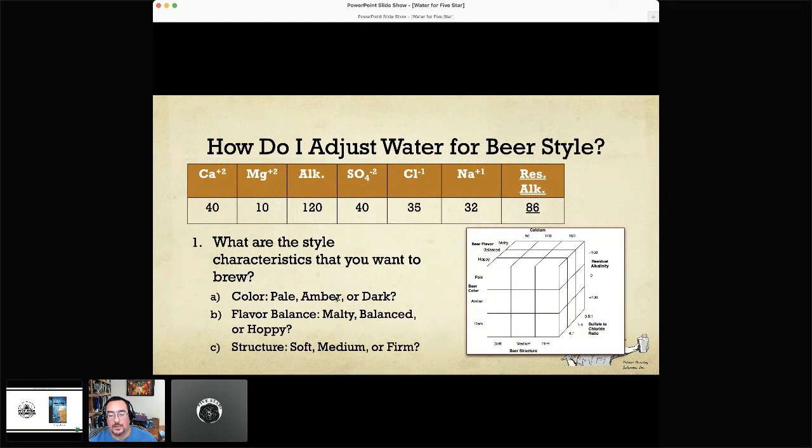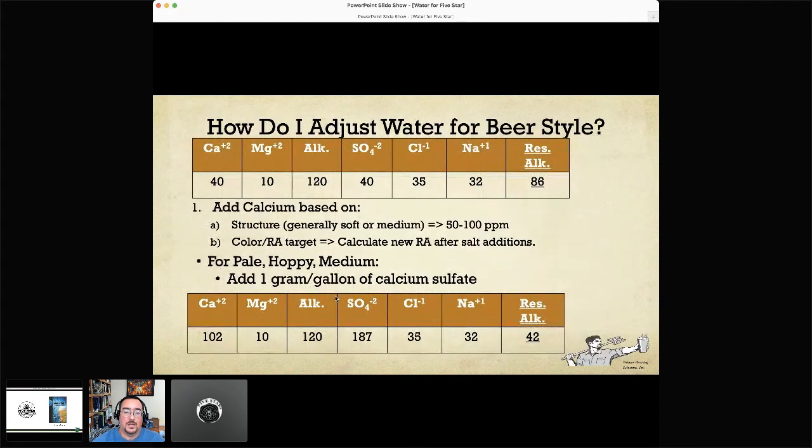But if I want to brew a pale ale, what do I have to do? Well, the first thing I'm going to do is increase my calcium to get that up to at least that 50 minimum for a soft profile, and probably up to medium for a pale ale. So I'm going to add 1 gram per gallon of calcium sulfate, and that changes my calcium level from 40 ppm up to 102. Okay, everything else is unchanged, well, except for the sulfate. The sulfate, of course, goes from 40 up to 187 with that 1 gram per gallon.